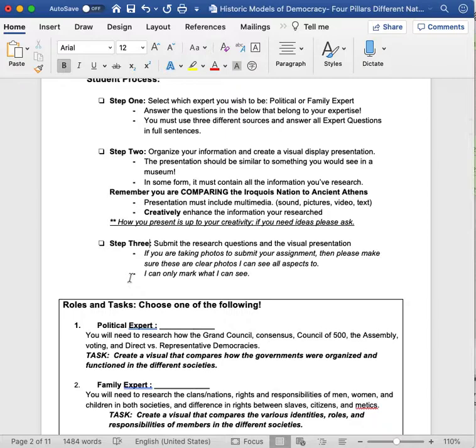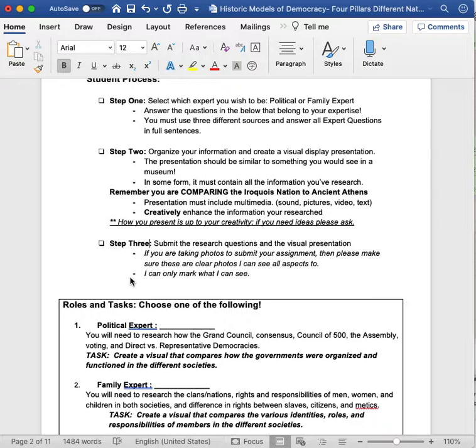Step 2, you're going to organize your information and create a visual display presentation. The presentation should be similar to something you would see in a museum, right? So you can go on any of the museum's website and they'll have some sort of display. So you kind of want to create something, and now you might say, well, what does that mean? We'll get to that. But I really want you to be creative. This is our last social studies project of elementary. What can you make? Okay?